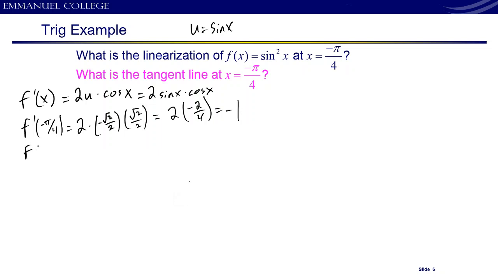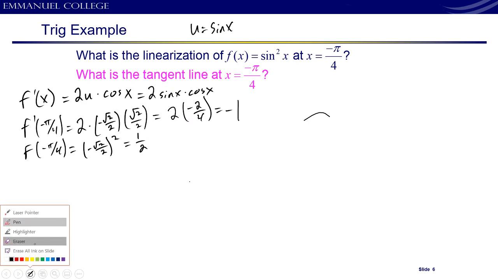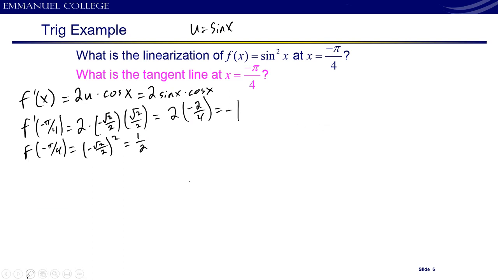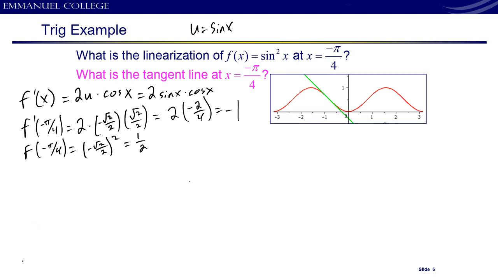And then if we do f of negative pi over 4, that's going to give me, well, we already found sine of pi over 4. So it's going to be negative square root of 2 over 2 squared, which is just positive 1/2, because we'd get 2 over 4, which would reduce. So that's what our graph looks like.